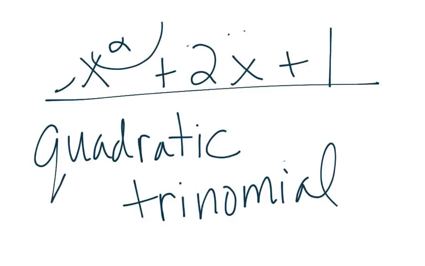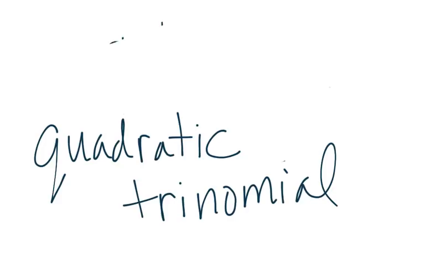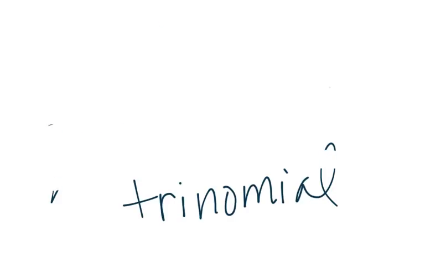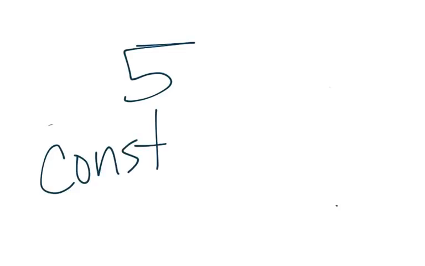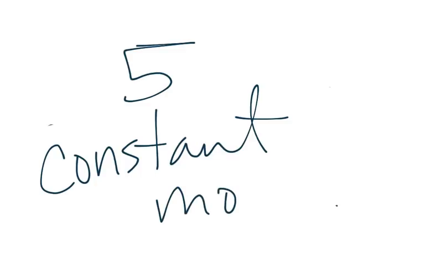All right. And then one more. How would you classify the number 5? Well, we know it has a degree of 0 because it's a non-zero constant. So the name with the degree would just be constant. And we know it's a monomial, so it's a constant monomial.